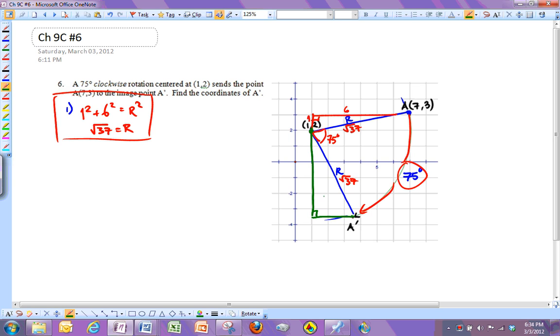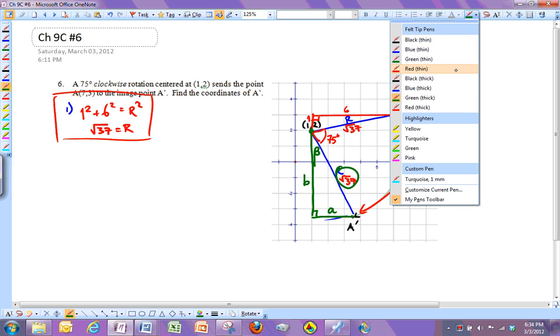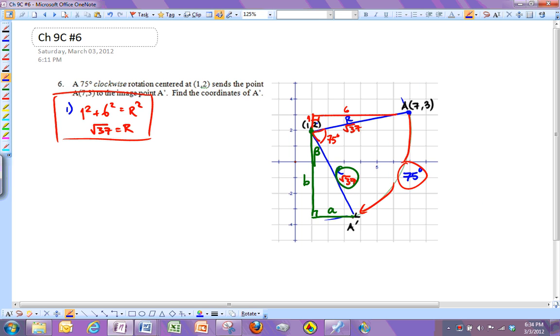So the only way to do that, I have the root 37 here, but if I knew what this angle was, which I'll call beta, then I could use trig to get this A and this B so that I could count down and over from 1, 2. The only way to get beta, though, is to get this angle right here, which I'm marking theta. If I could solve for theta, then I could do theta plus 75 plus beta equals 180 degrees.